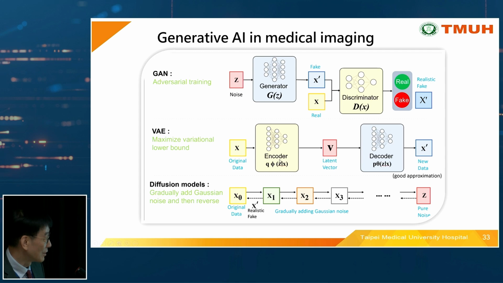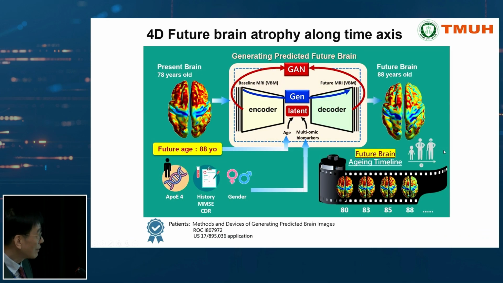This is our method: you put in the original data, encode it, and it becomes the latent vector, then decode, and it becomes the new data. Why do we use this? Here is our algorithm: we use the 3D gradient echo T1 as encoder input to the latent vector. We also incorporate the patient's age, gender, aquaporin 4, and other family history into the latent vector space, then we decode.